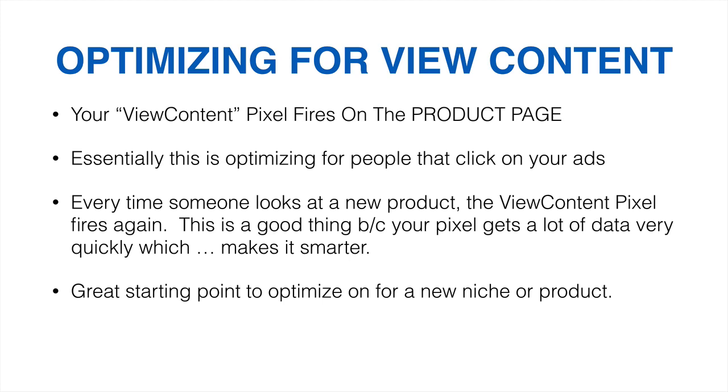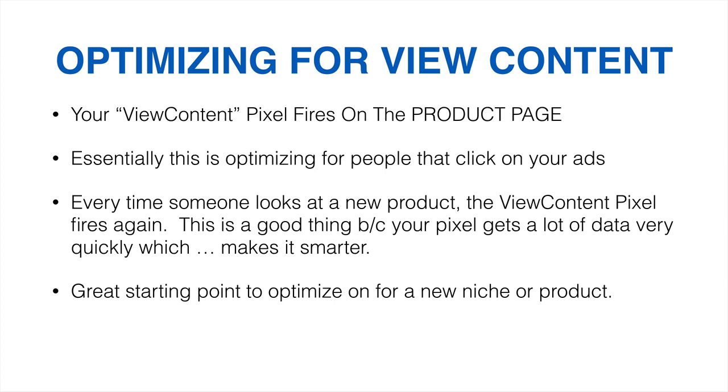So view content pixel fires are very easy to get because it's just browsers. But these are very valuable people because they would not click on your ad and they wouldn't view the product if they weren't very interested in it, okay? So Facebook starts to learn who is interested in your product, okay? Maybe they're not buyers, but at least who is interested in your product.